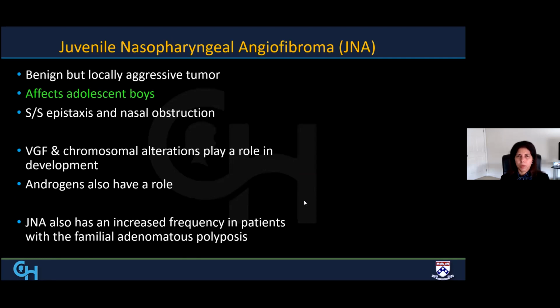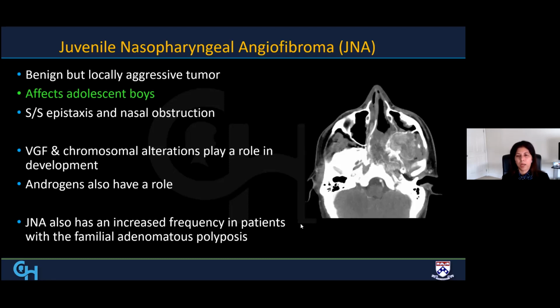Following this, I want to talk about this entity, juvenile nasopharyngeal angiofibroma. This is a benign tumor, but can be locally aggressive. It affects adolescent males typically, and the common presentation will be epistaxis and nasal obstruction. Recent studies have shown that VEGF and chromosomal alterations play an important role in the development of JNA, and even androgens have a role. That's why the association and its incidence in males is so typical. And it also has an increased frequency in patients with familial adenomatous polyposis.